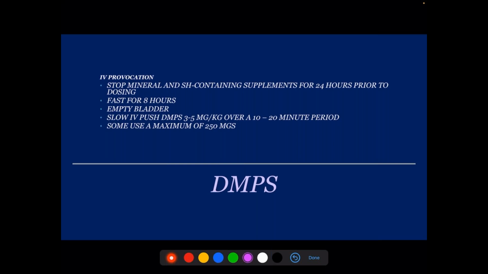We're almost there. So these would have to be stopped for 24 hours. You're theoretically supposed to fast, empty your bladder, and you can use 3 to 5 milligrams per kilo, but no more than 250. There's actually a chart you can make so you can have the age and the amount you want to give, and give it over 20 minutes.